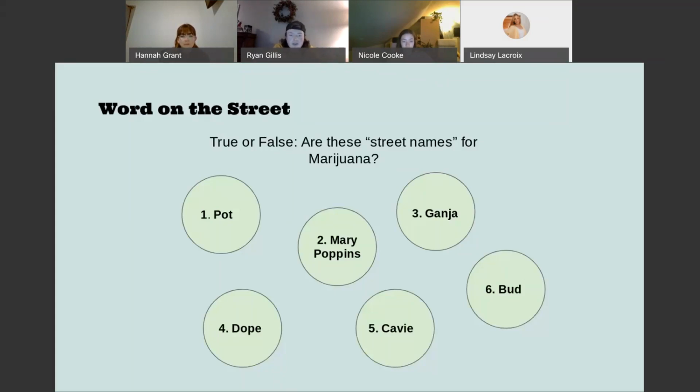Number 2, Mary Poppins. Is that true or is that false? Number 3, Ganja. Is that a street name? I don't know. Let's see. Number 4, is dope a street name for marijuana? Let's see if it's true or if it's false. Five, KV. Is that true or is it false? Let's see. And number 6, Bud. That's a pretty good one, but is it a street name? We'll find out soon.